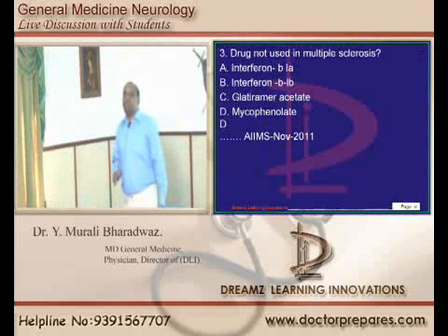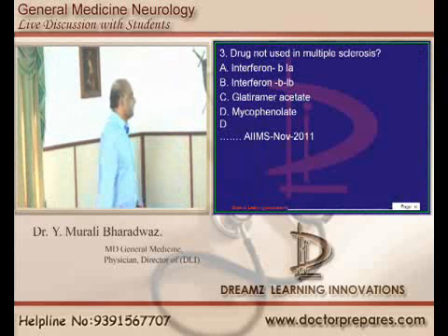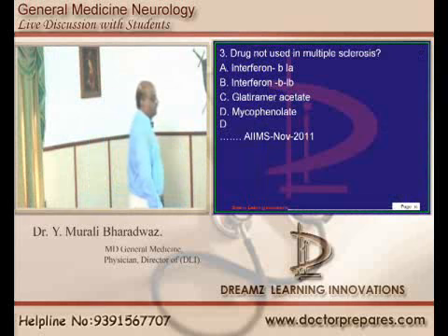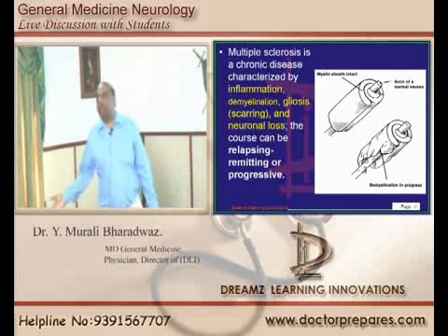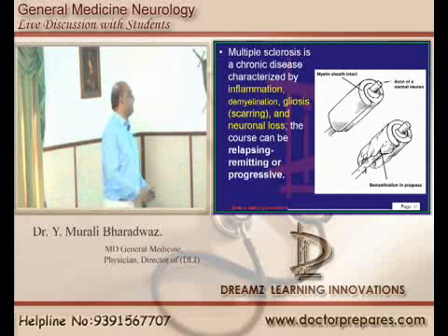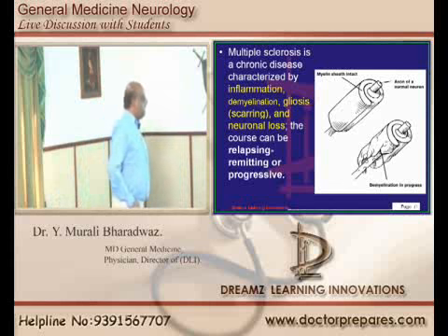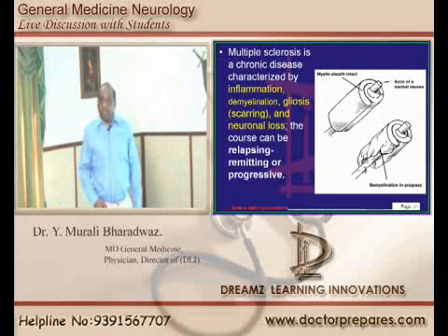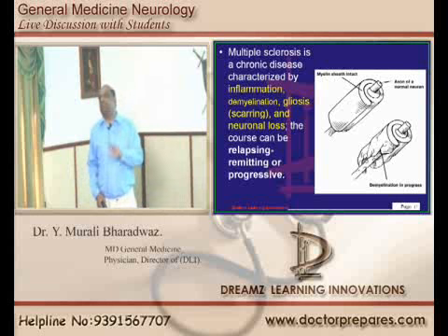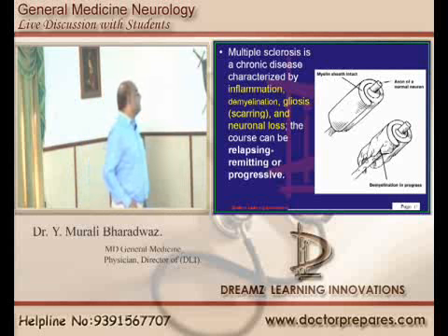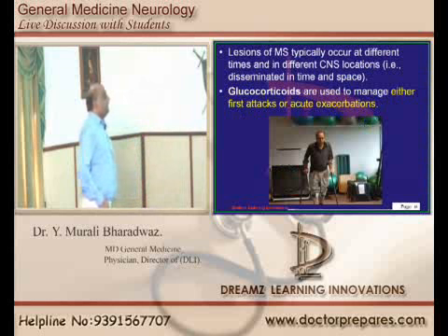Now what are the drugs which are used in multiple sclerosis? Multiple sclerosis is fundamentally a demyelinating disorder. You all know very well. There is demyelination, gliosis, neuronal loss, and typically it has a relapsing, remitting, and progressive clinical course. That's what we have to basically remember.